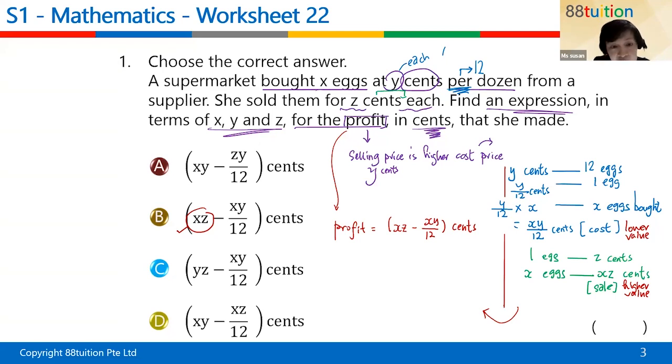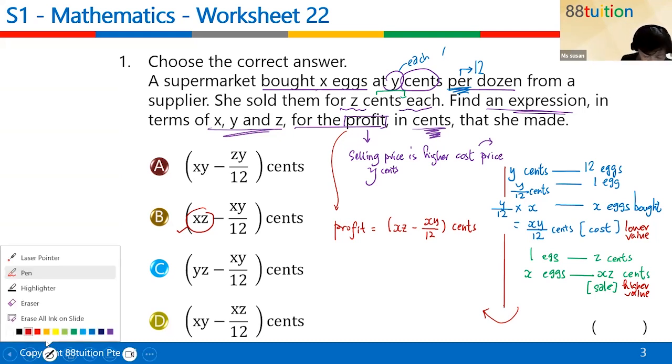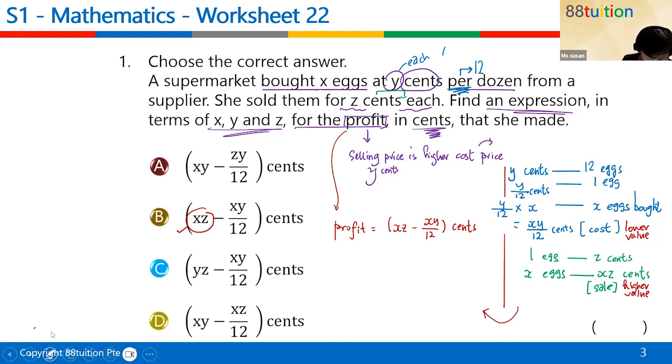Let's continue. So this one will be option number B for this question. Let me write down. All right. Next question.